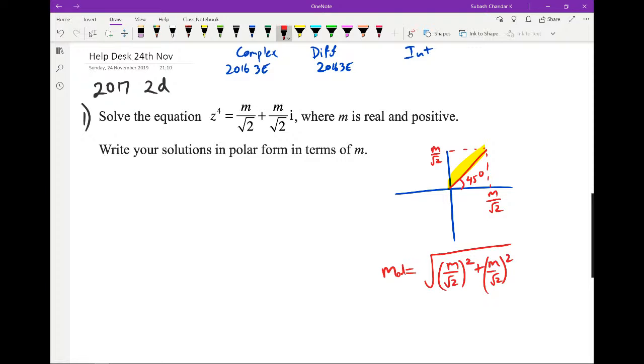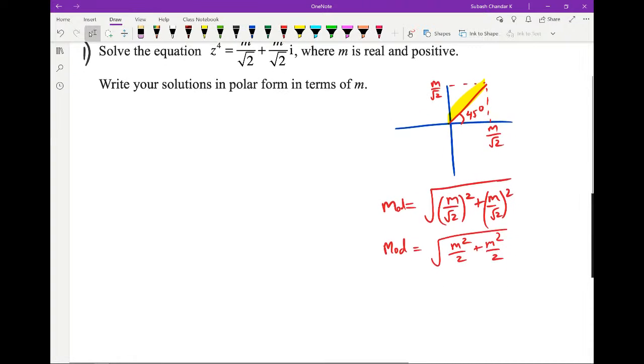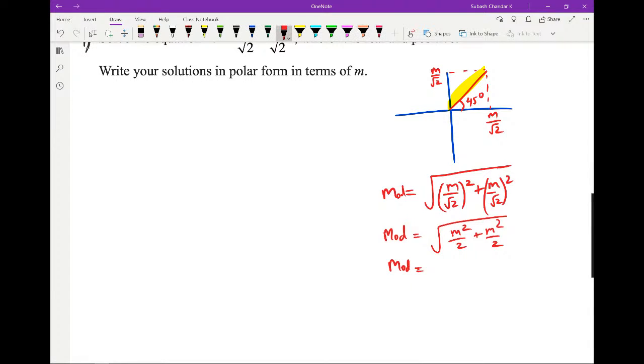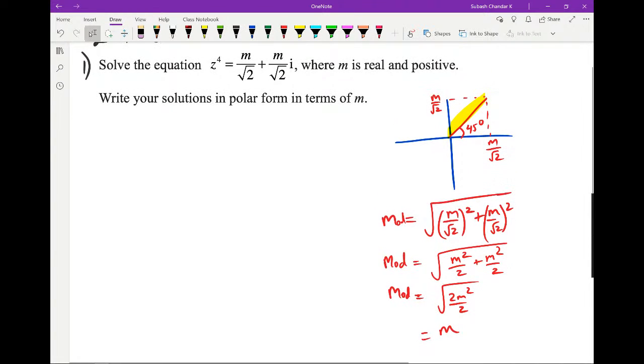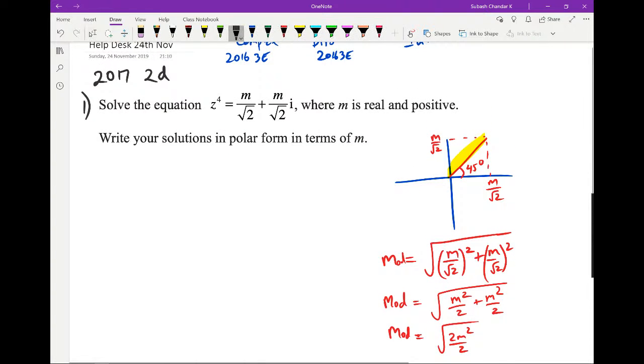I should really put this as modulus. So the modulus is equal to the square root of m squared over 2 plus m squared over 2, which is going to give me 2m squared over 2. And if I square root that, I'm going to get just m. So in saying that, you can rewrite this as z to the power of 4 equals m cis 45 degrees.